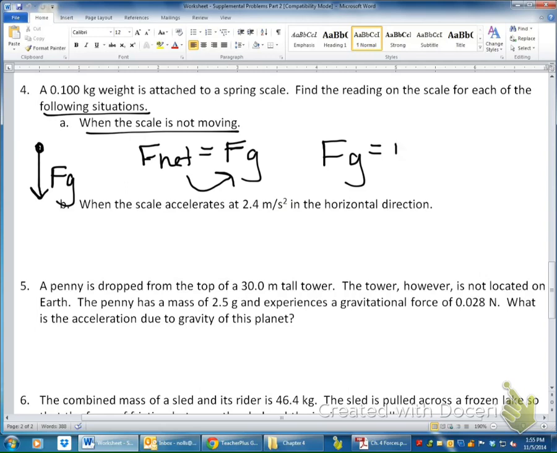So F sub g is mass times gravity. Our mass is 0.1. Gravity is 9.8. What units do you think for a force? Newtons. So 0.98 newtons.